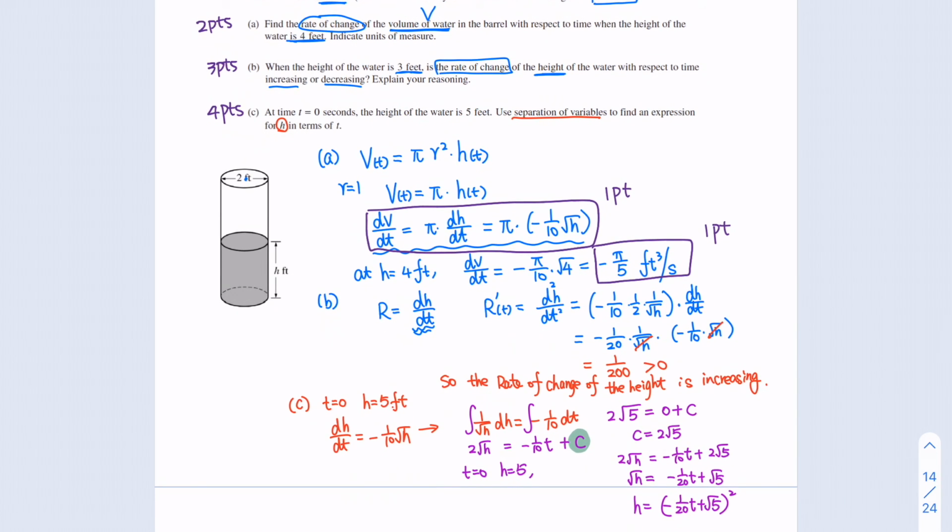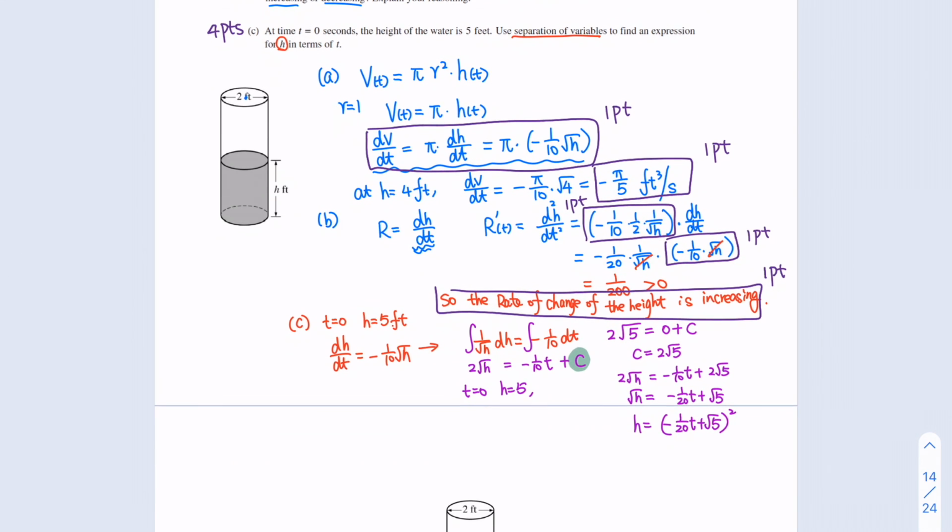Part B: this part, 1 point. This part, 1 point. And your explanation, 1 point. So that's 3 points. And the last one, when you separate the two sides, that's 2 points. Constant, 1 point. Final answer, 1 point.